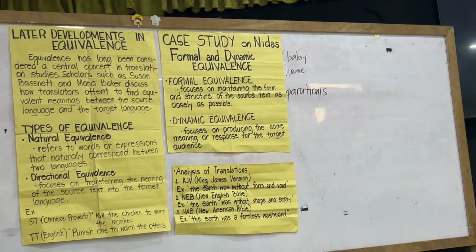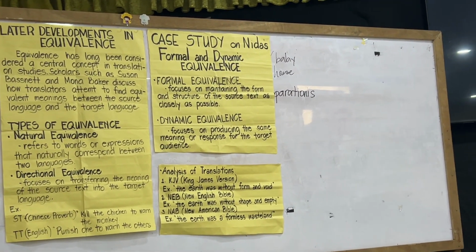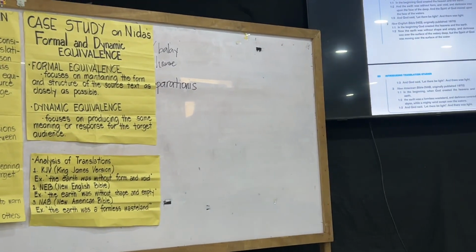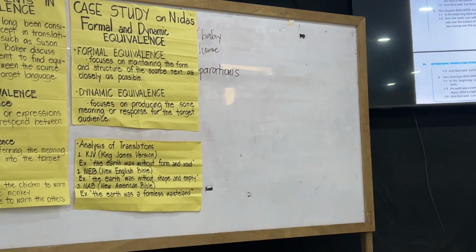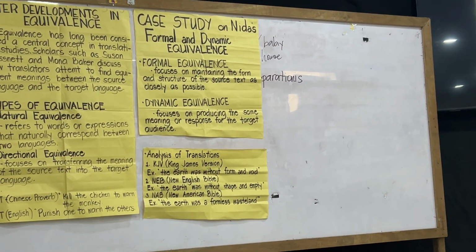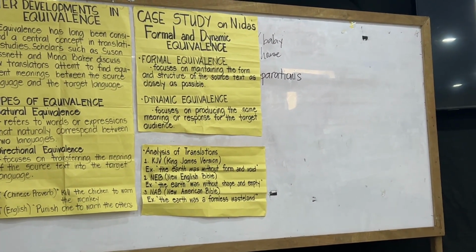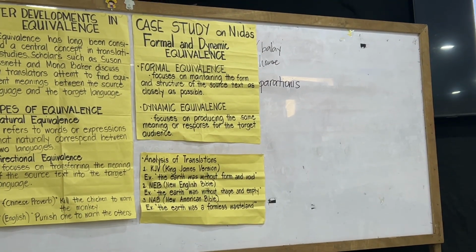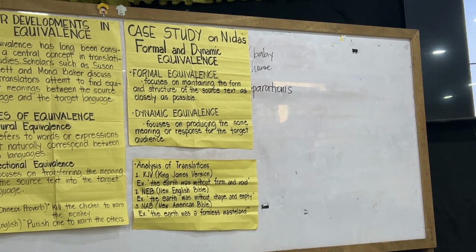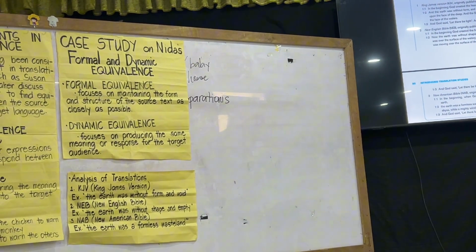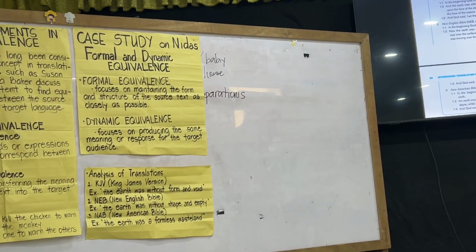This case study demonstrates how different translations of the same text can reflect different approaches to equivalence. The King James Version represents formal equivalence, while the New English Bible and New American Bible move toward dynamic equivalence, as I said earlier. These differences show how translators must decide whether to prioritize faithfulness to the original wording or clarity for the target audience.